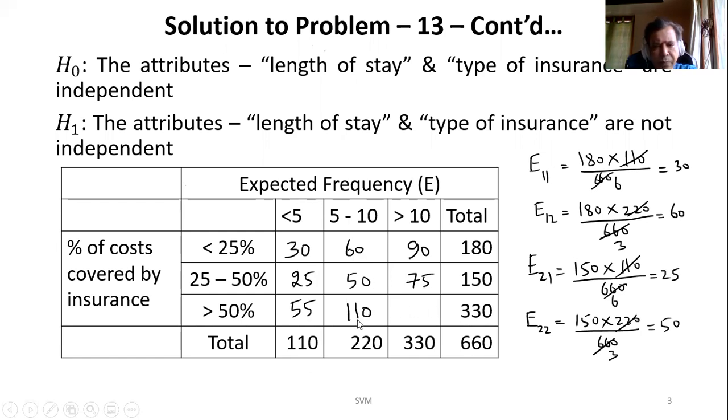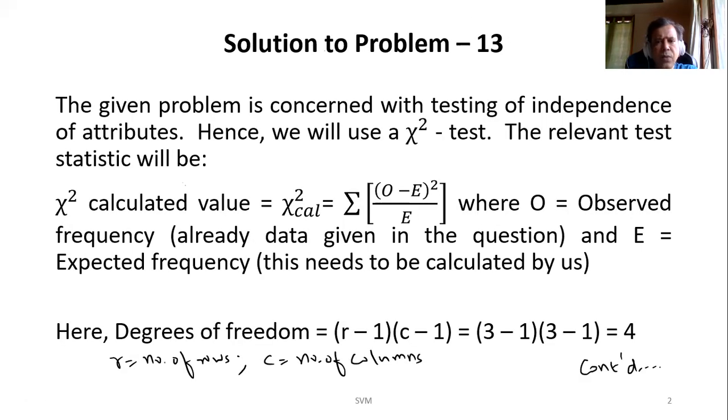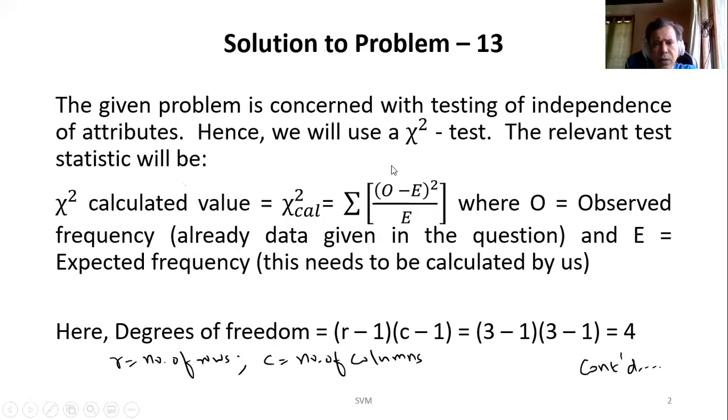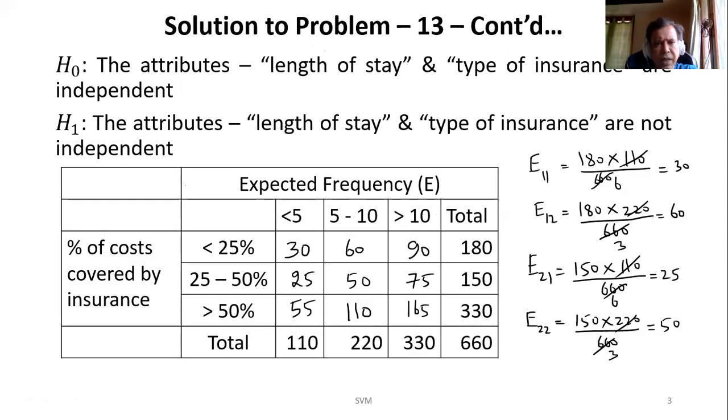So same way here, if I add these two, it is 165. 165, if we subtract it from 330, we get 165 only. So we got all the expected frequencies. That is 60, 30, 60, 90, 25, 50, 75, 55, 110, 165. Now that we got expected frequencies, we already have observed frequency in the data given in the question itself. Now we can calculate this O minus E the whole square by E. So let's proceed with our next slide.